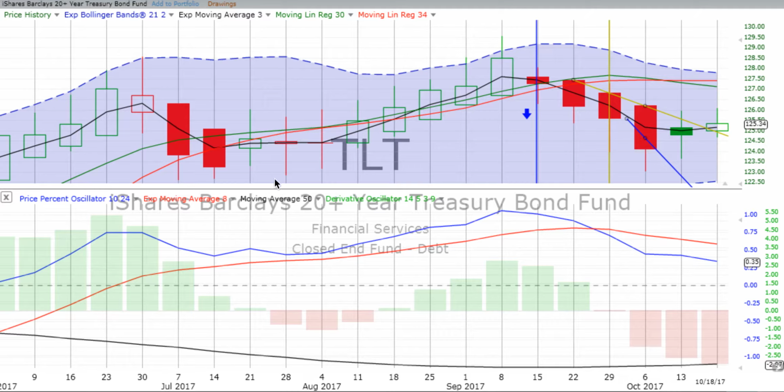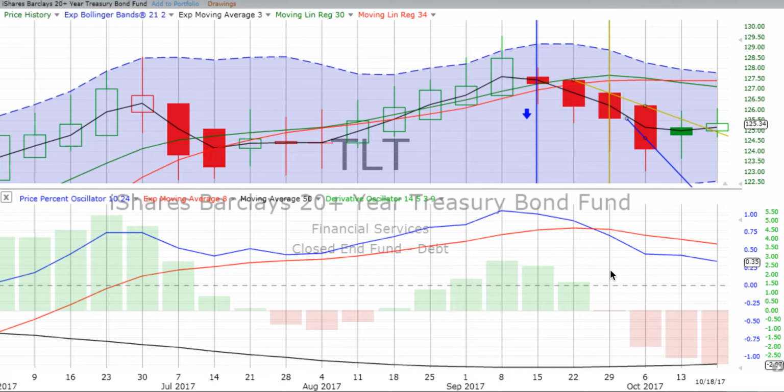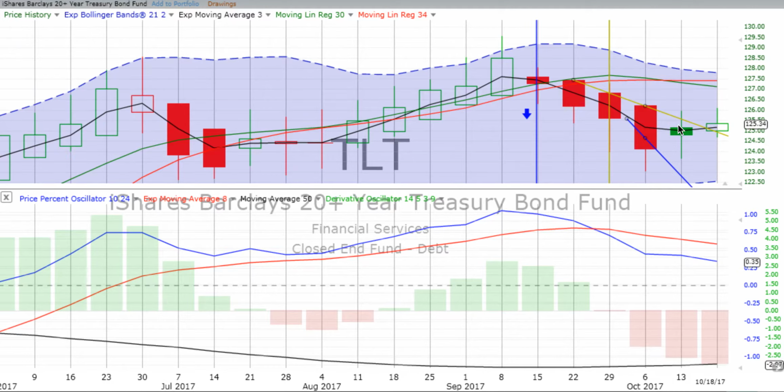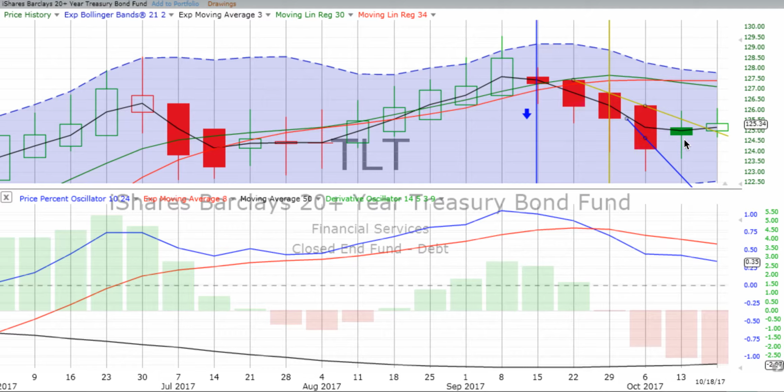Let's keep moving through TLT, the 20-year bond fund. What do we see that doing on the weekly chart? With a weekly vertical crossover going down on the week ending the 29th of September, we had a big down week the following week ending the 6th of October. But what we've seen happen is a spinning top on the week ending the 13th, Friday the 13th of October. A green spinning top, which means indecision. And now we've had up movement over the course of the week, although it was a down day, 0.66%.